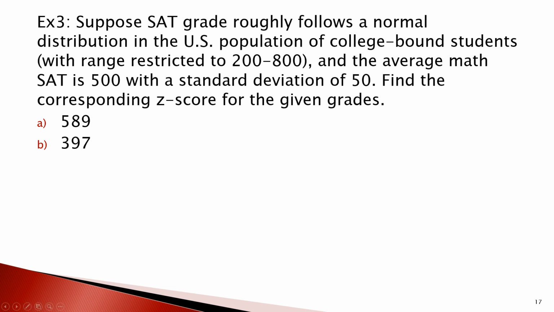So, and let's restrict the range to 200 and 800. Okay. So the average math score in SAT is 500 with a standard deviation of 50. Okay, so find the corresponding z-score for the given grades. So the average is 500, standard deviation is 50, and we assume a normal distribution. And let's find the z-scores for these grades and interpret them.